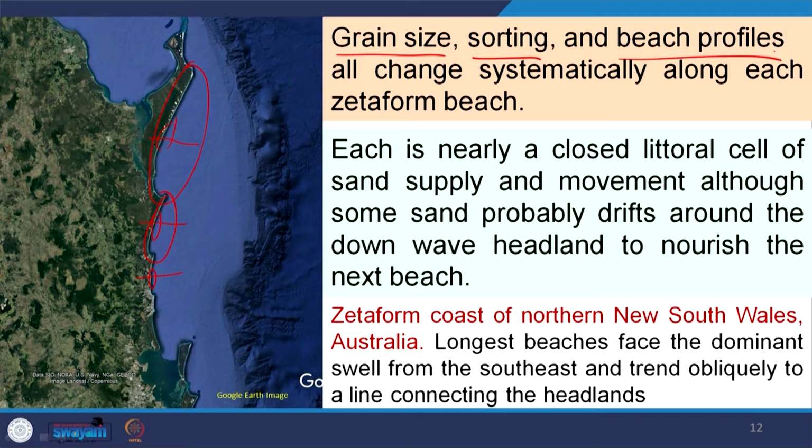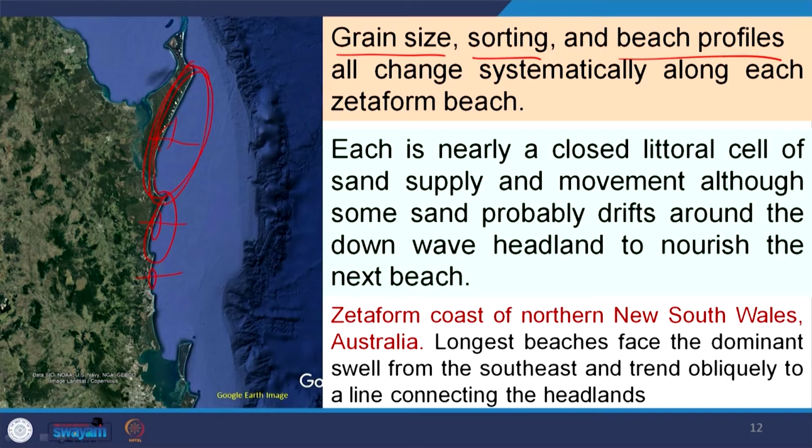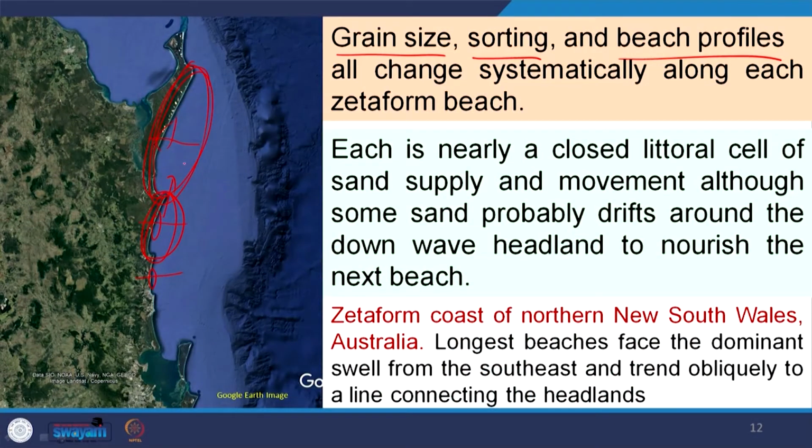the beach profile will be different. Each is nearly a closed littoral cell, and for the sand supply and movement, although some sand probably drifts around these downwave headlands to nourish the next beach. So here it is assumed to be a closed system, but it is not completely closed, or closed sensu stricto. There are certain sands that can migrate from this system to this system, or from this system to this system.